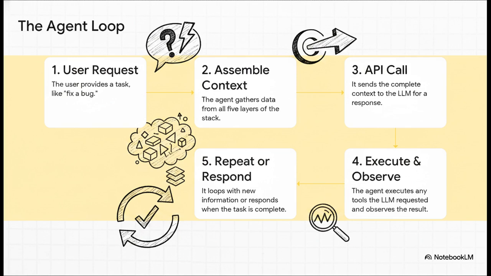It pulls from all 5 layers of that stack we just talked about. Then, it makes the API call to the LLM. The LLM thinks and decides on a plan, which might involve using a tool. So the agent executes that plan and observes what happens. And then it loops right back around with this new information, repeating the whole process until the job is done.